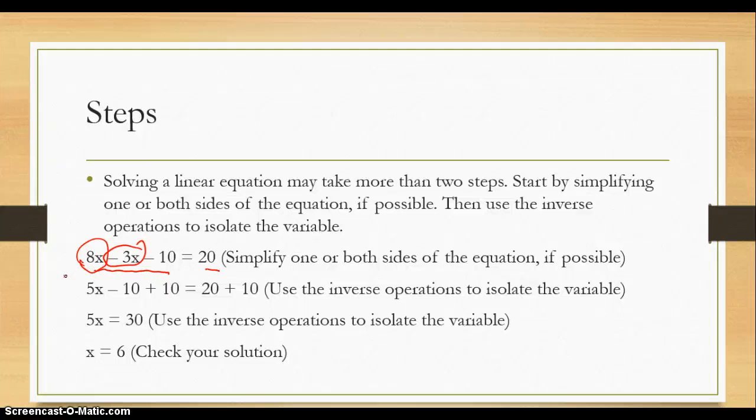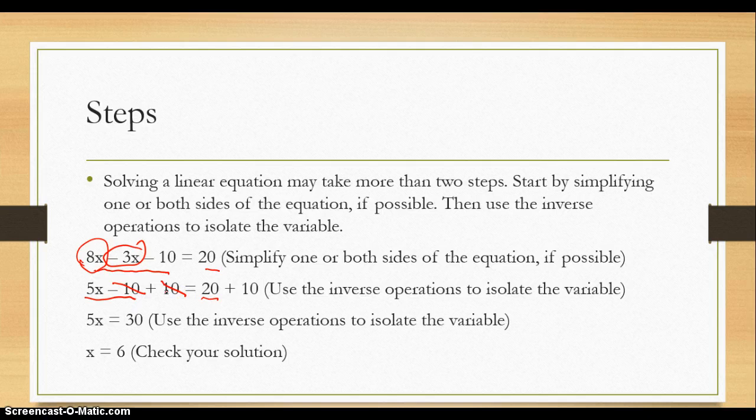So then the next step, it says use the inverse operation to isolate the variable. So this is where we were yesterday. So really the equation says 5x minus 10 equals 20. But now we have 2 steps to isolate that x. So we're going to add 10 to both sides. So that cancels out our 10s here, and we get 5x equals 30.